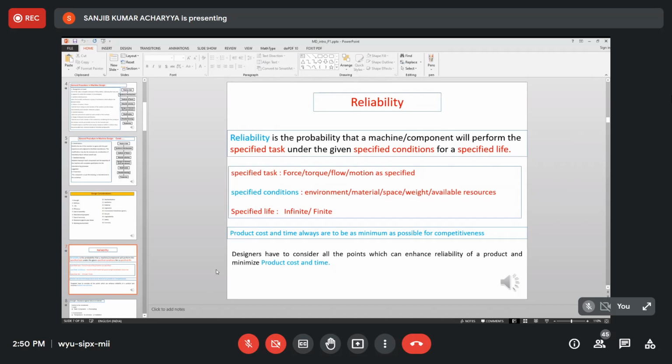Specified task: the load bearing capacity in terms of force, torque, or some flow capability, some motion capability as specified for the product. Specified conditions are guided by environment, material, space, weight, available resources, etc. And life may be finite or infinite. Product cost and time always are to be as minimum as possible for competitiveness. Here you can include that time is also to be minimized as far as possible. And because reliability and cost, or reliability and time, are conflicting or opposing each other, the designer has to design with huge consciousness and considerations.